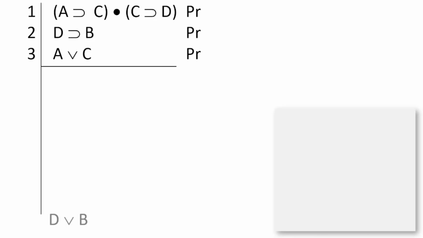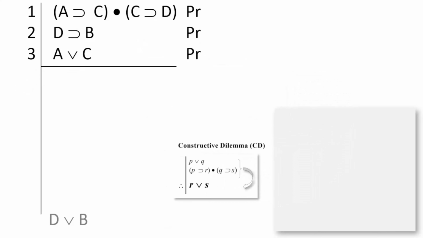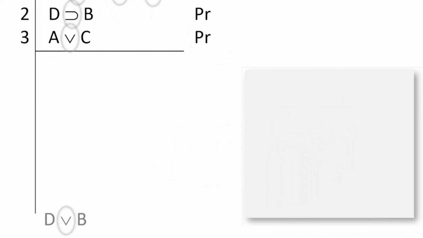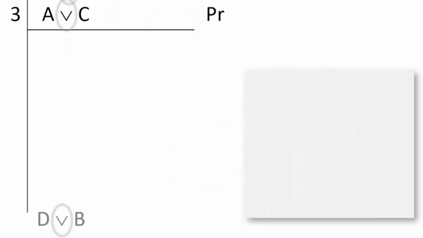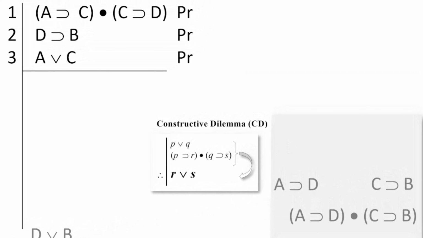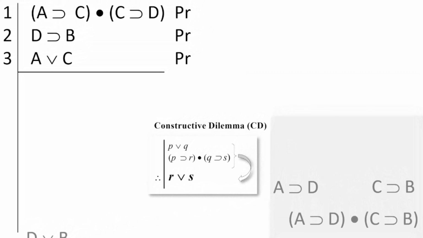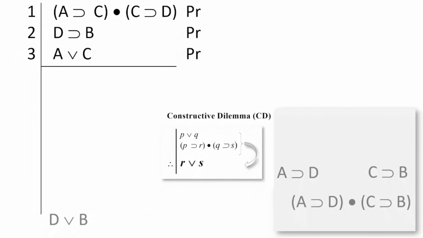We have three premises: a disjunction, a conditional, and a conjunction of two conditionals, and what we want is a disjunction. Let's think about constructive dilemma. We have a disjunction, A or C. We are to derive a disjunction, D or B. So the only thing that's missing is a conjunction of two conditionals, and the constructive dilemma tells us what the conditionals would have to be. If A, then D, and if C, then B. But a moment's reflection will show that we don't have a way of obtaining either of the conditionals from the premises. We just don't have them there. So we need to think about a different strategy.